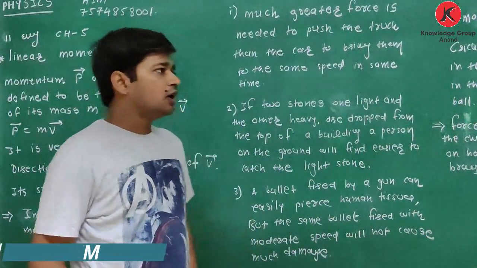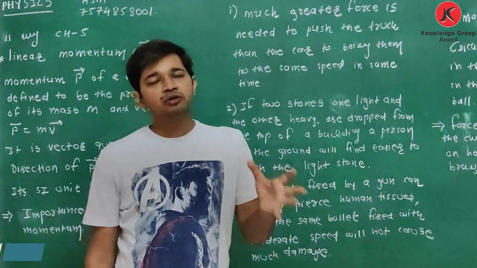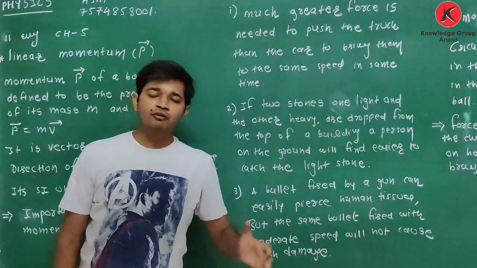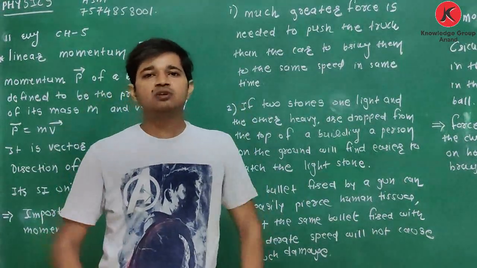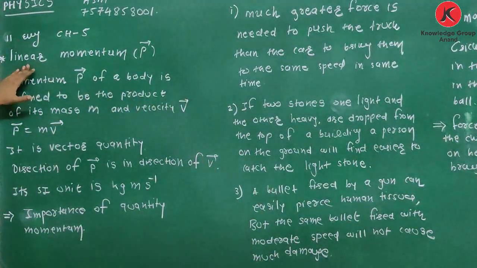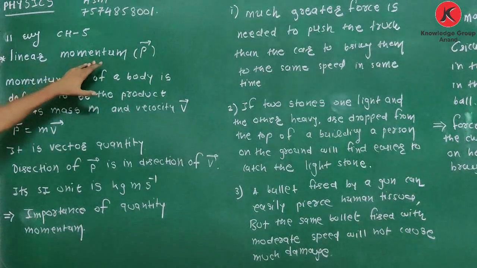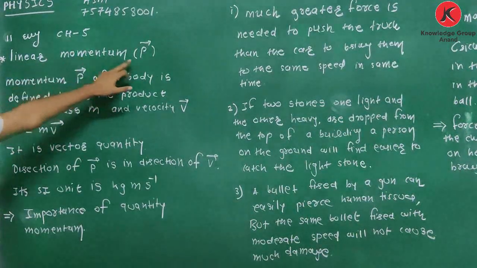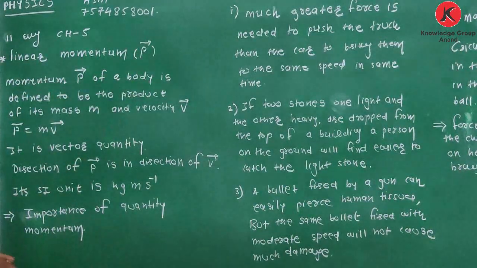Okay, now we will see Newton's second law of motion. But before that, we have to be clear about one quantity, that is linear momentum. We can also say only momentum. Linear momentum is denoted by P. What is the definition of linear momentum?